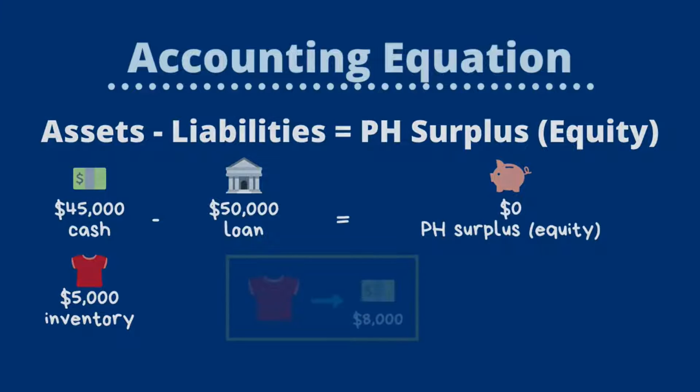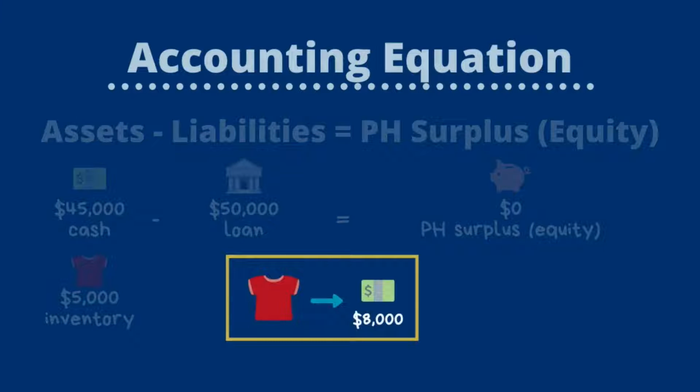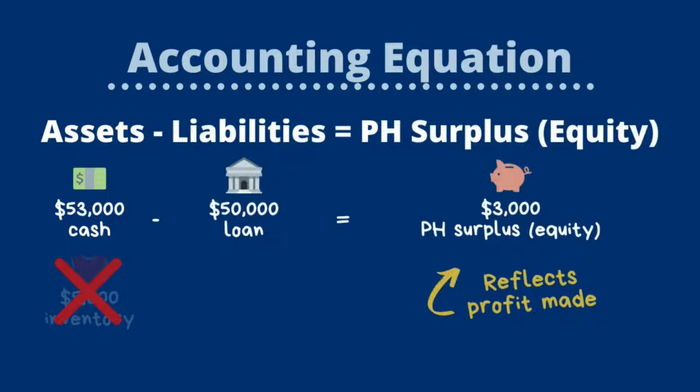Next, let's say you sell all of your t-shirts and bring in $8,000 in cash sales. Your inventory is gone, but you also have more cash now. So your accounting equation would update to look like this: $53,000 in cash assets minus $50,000 in liabilities for your original loan equals $3,000 in PH surplus or equity. You can see then that anytime you gain assets without incurring more debt, your equity or PH surplus goes up.